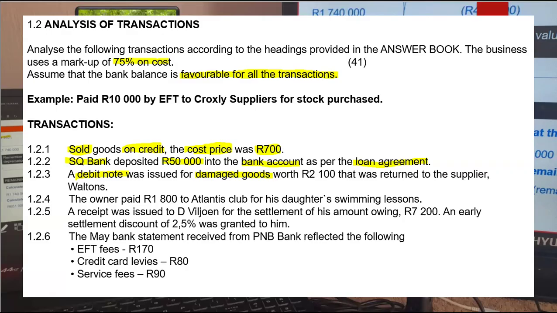A debit note is issued by the person or entity returning the goods. These goods were worth 2,100. That was returned to the supplier, cementing it there that we're the ones returning it to the supplier by the name of Wiltons.